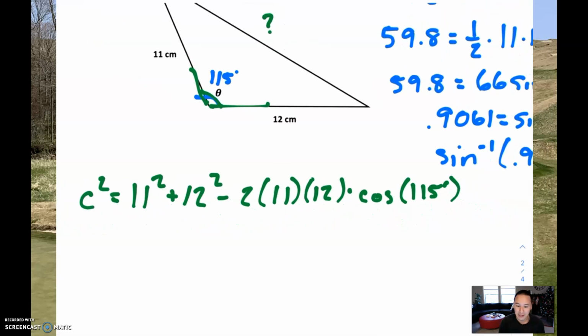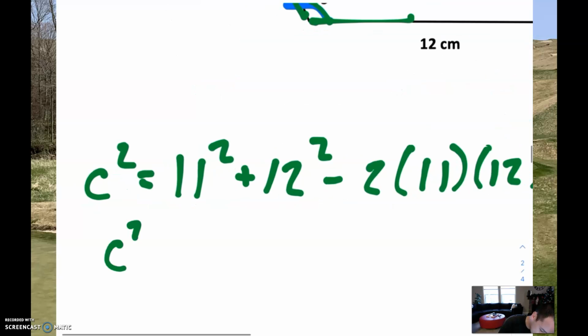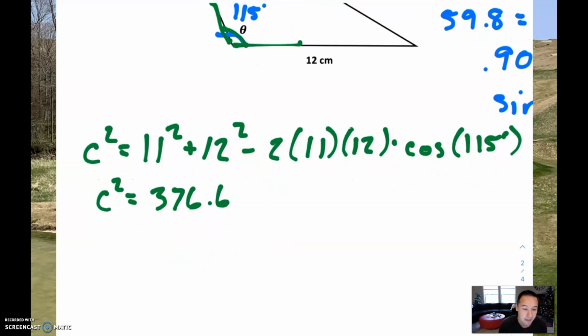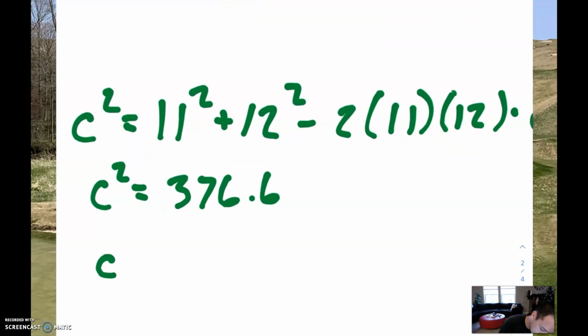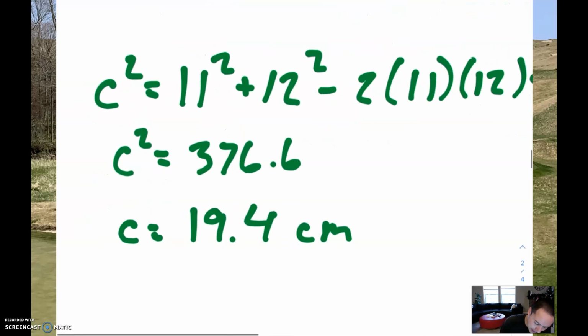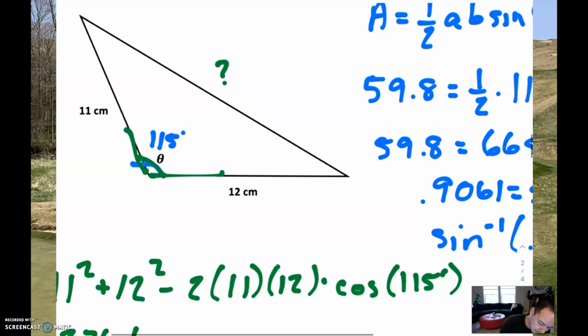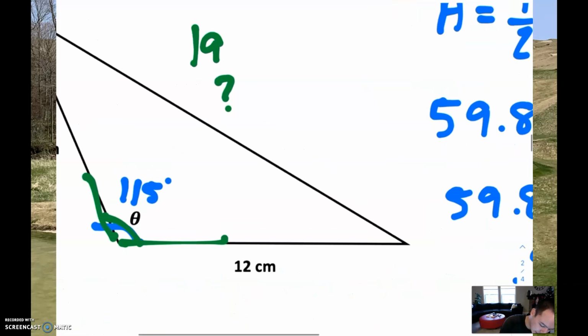You're going to go ahead and type all of that into your calculator, and it's going to simplify to be c squared equals 376.6. And finally, to find that missing side, we have to square root it. And if you square root both sides, we end up with 19.4. I'm assuming it's centimeters, hopefully. Yes. So that last side is 19.4 centimeters, and that kind of matches up with the picture here, 19.4.